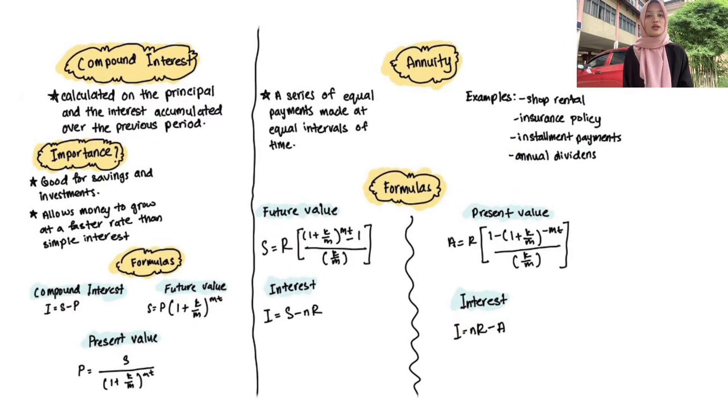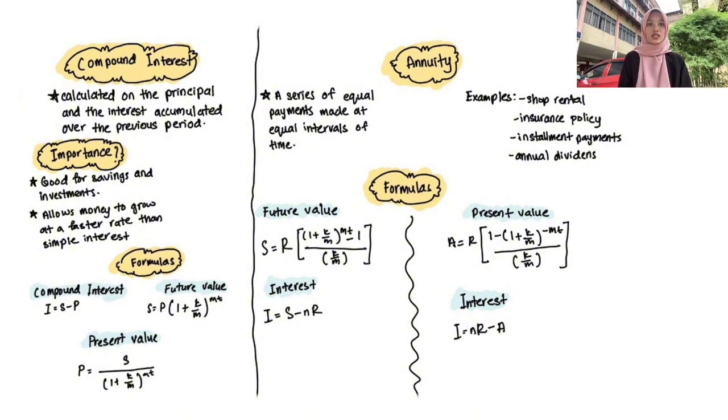For this video, I'll be explaining about compound interest and annuity. What is compound interest? Compound interest is something that we calculate on the principal and the interest accumulated over the previous period. Importantly, it is good for saving and investment. It also allows money to grow at a faster rate than simple interest. For compound interest, we have three different formulas, which are compound interest, future value, and present value.